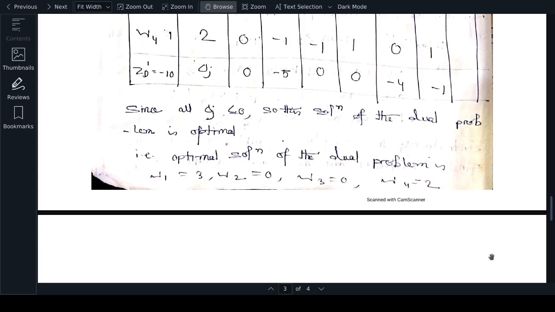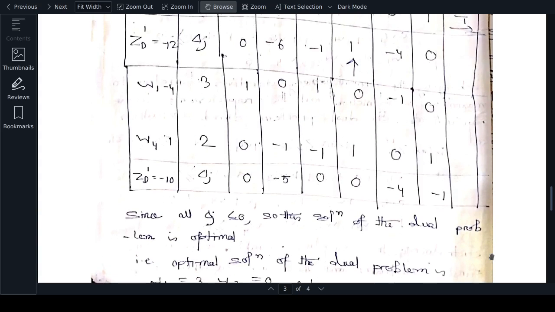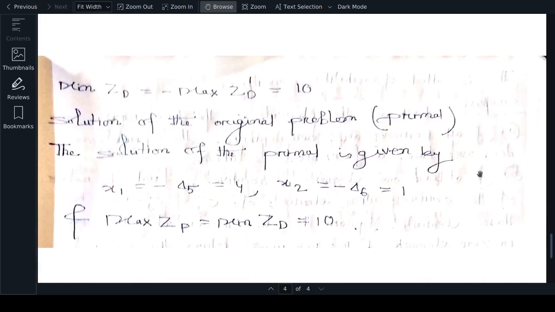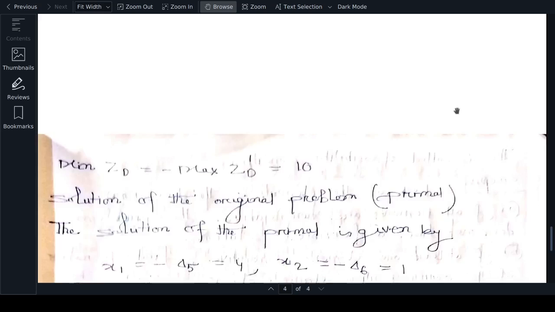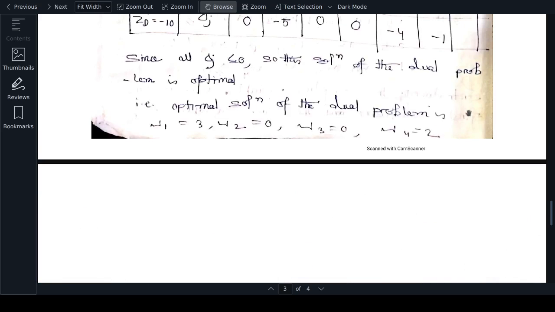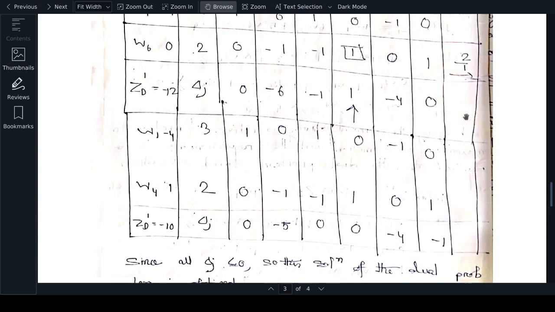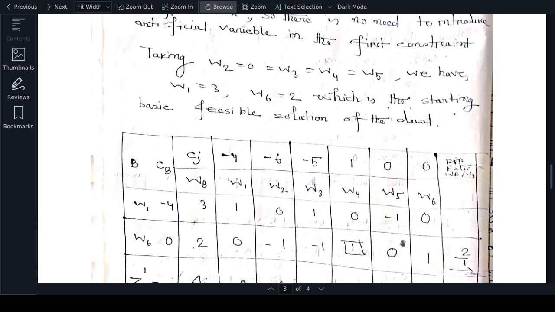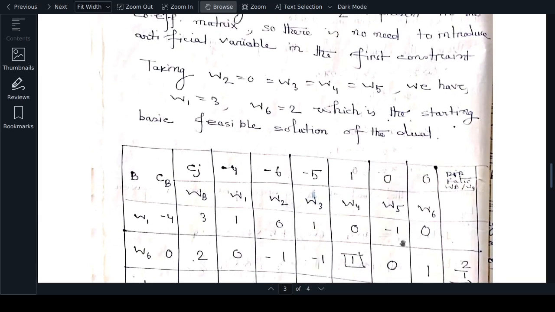Similarly, next we consider only the slack or surplus. Other variables will not give the solution. So x2 equal to, next one is our slack, W6. So W6 equal to minus delta 6. Delta 6 value is minus 1, so minus minus, plus 1.